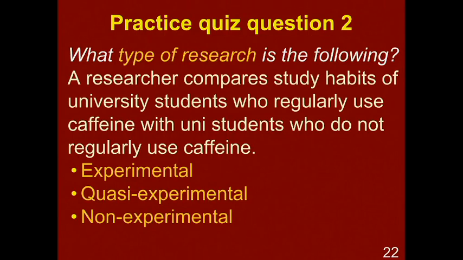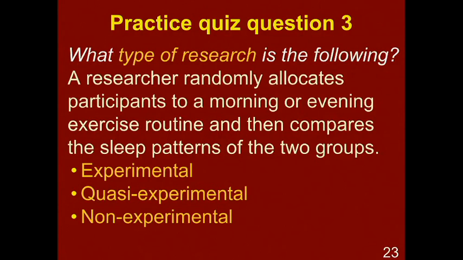Number 2, a researcher compares study habits of university students who regularly use caffeine with the study habits of university students who do not regularly use caffeine. Fantastic. I heard lots of quasis. Why? We're comparing 2 groups, but we're just getting those people who already have a coffee or a caffeine habit versus those who don't. We haven't said random allocation, you use coffee and you use something else.